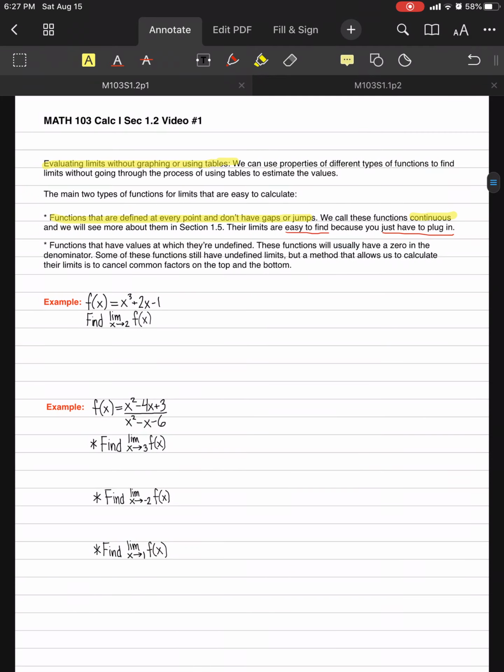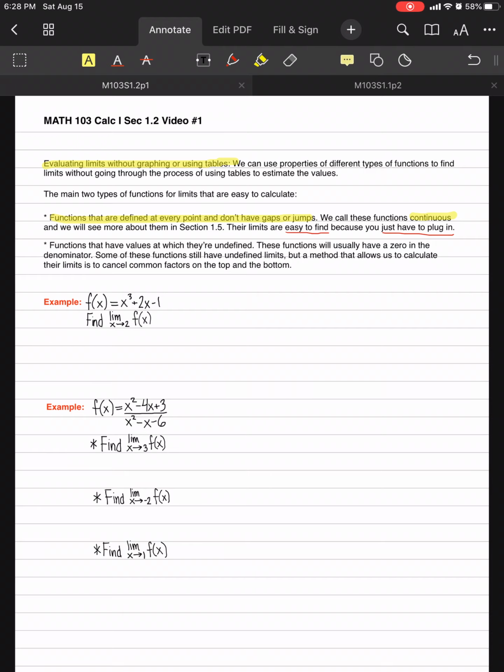functions that, if you're looking at a graph of this function, you would just draw the graph. You never have to pick up your pencil. This is sort of the common way of describing a continuous function. You don't have to pick up your pencil to draw it. So you don't have any gaps, you don't have any jumps, you just draw a curve. And so the value the function is at is the same as the value it's approaching from either side. Because of that, limits of these kinds of functions are easy to find, and you just have to plug in. Okay.